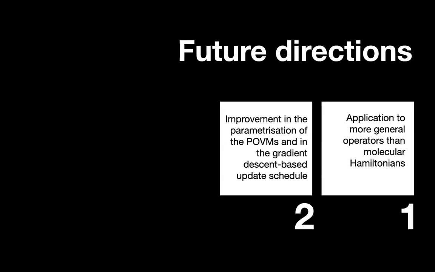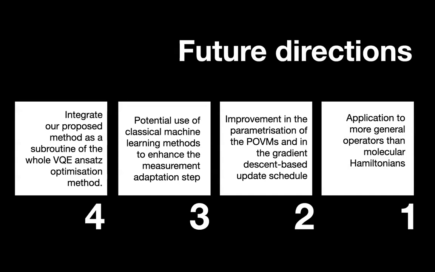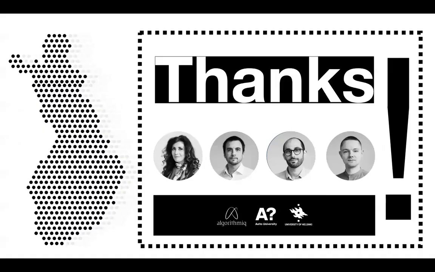Future directions: we want to apply this to more general operators than molecular Hamiltonians. We want to improve both parametrization and gradient descent-based update schedule. And we want to explore the potential use of machine learning methods to enhance the measurement adaptation step. And finally, we think it would be interesting to integrate this method as a subroutine of variational quantum ansatz optimization methods. Thanks for listening.